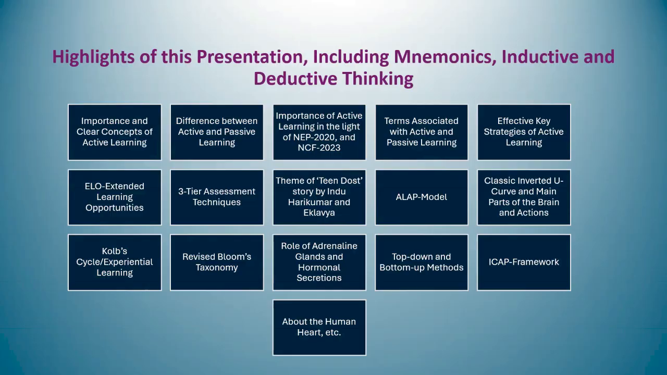by Indu Harikumar and Eklavya, Alap model, classic inverted U-curve and main parts of the brain and actions, cold cycle or experiential learning, revised Bloom's taxonomy, role of adrenaline glands and hormonal secretions, top-down and bottom-up methods, ICAP framework, and about the human heart too. These things will be discussed threadbare.